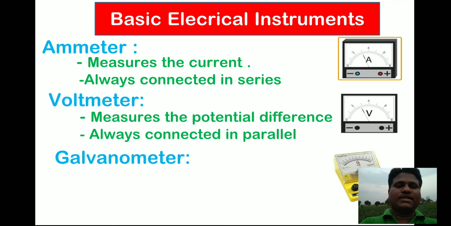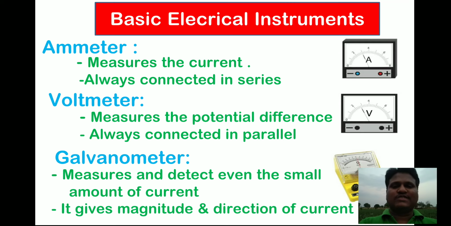So it is a galvanometer. Again, remember, galvanometer also measures the current, but one important thing is that it can detect even a very small amount of current, and it gives the magnitude as well as the direction of current, whereas ammeter just gives the magnitude of current.